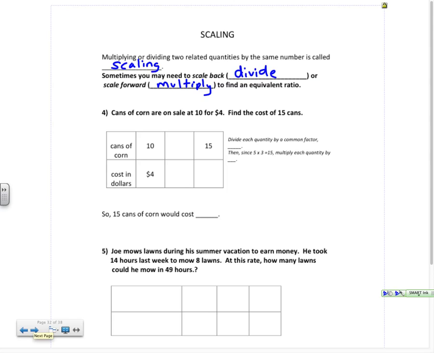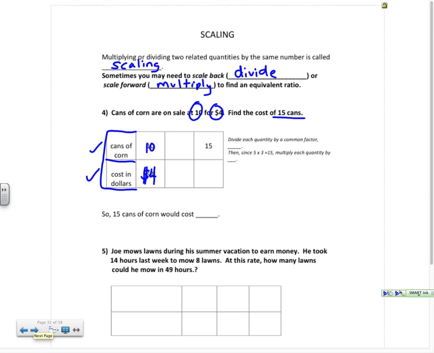Cans of corn are on sale at 10 for $4. That's our rate, which is a ratio. Find the cost of 15 cans. So we want to find an equivalent ratio. In my table, I'm comparing cans of corn to cost in dollars, and they've told me it's 10 cans of corn for $4.